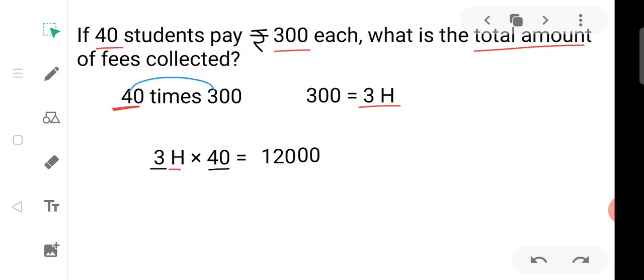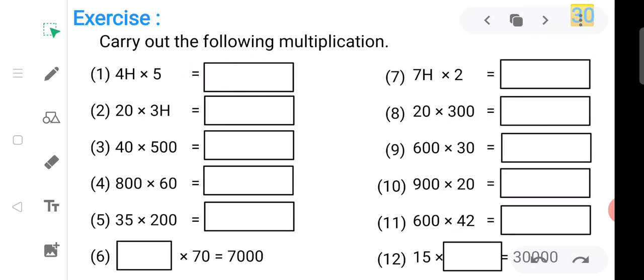So, see, if we multiply 40 by 300, first we multiply 3 by 4 and then write 3 zeros in front of 12, 2 zeros from 300 and 1 zero from 40. So, we get 12,000. Now, let's see the exercise. Now, we solve the exercise given in your textbook, page number 30.